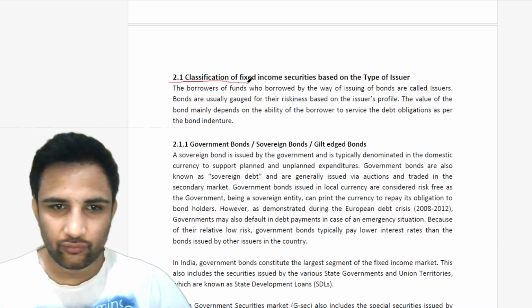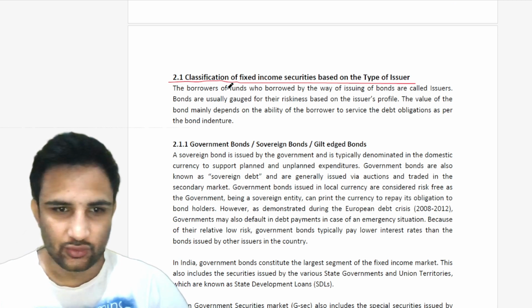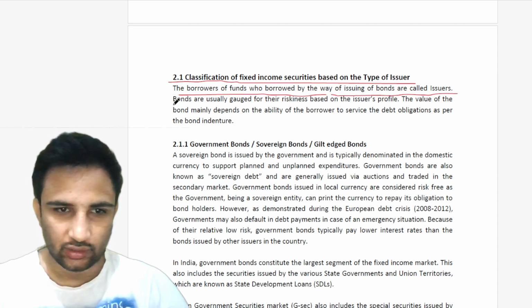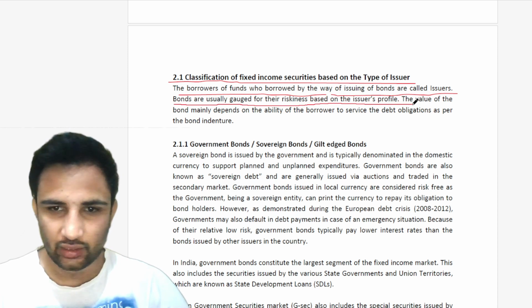2.1 Classification of fixed income securities based on the type of issuers. The borrowers of funds who borrow by way of issuing bonds are called issuers. Bonds are usually bought for their riskiness based on the issuer's profile.